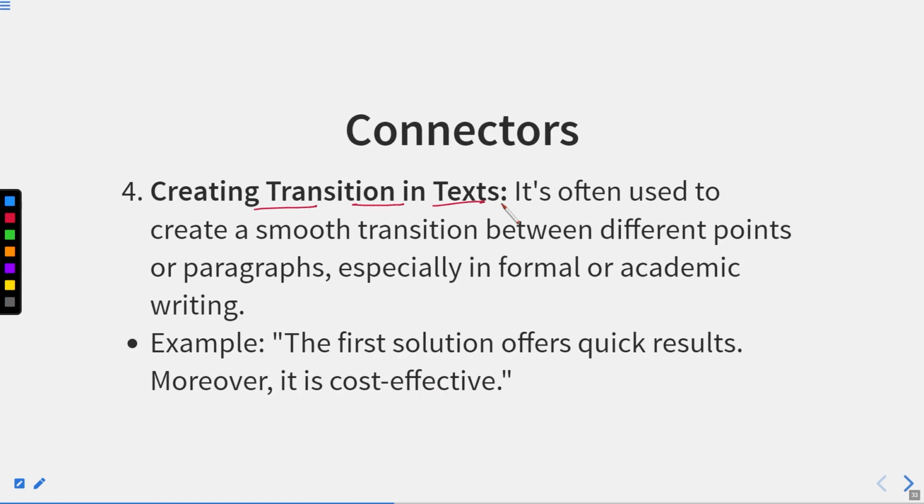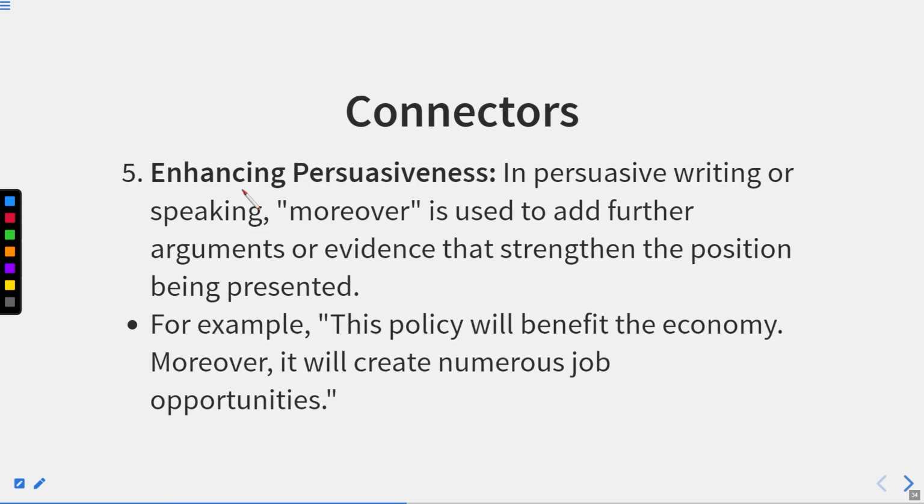Creating transition in texts. It is often used to create a smooth transition between different points or paragraphs, especially in formal or academic writing. Now, whenever the writing is academic or formal, it should have a smooth flow. It means the concepts should be joined one after the other, relevant and in a sequence. Okay, they should be coherently arranged. The first solution offers quick results. Moreover, it is cost effective. Okay, this is the example of the above information.